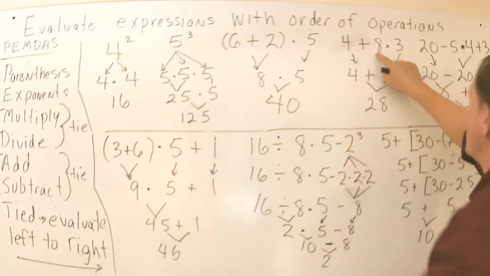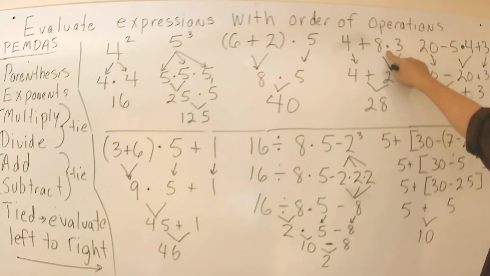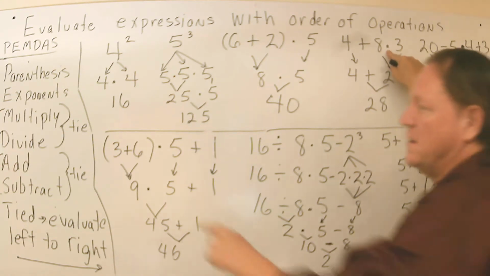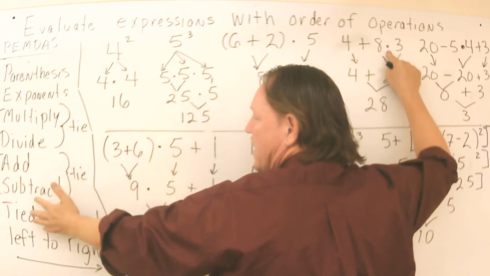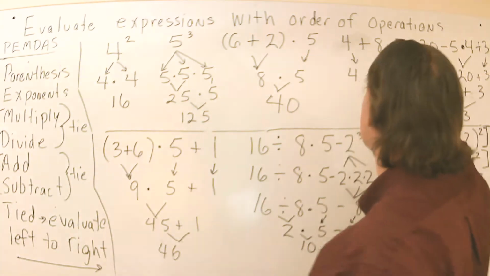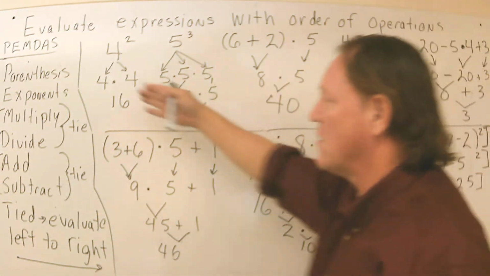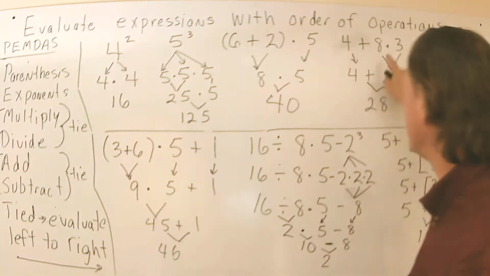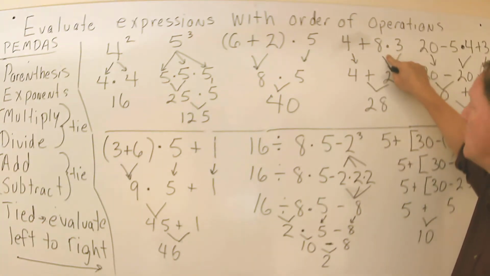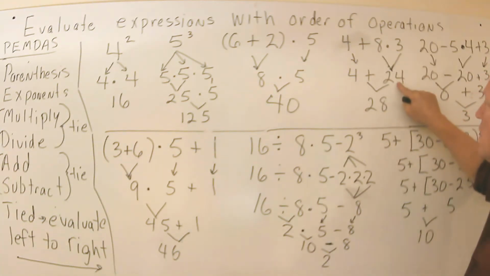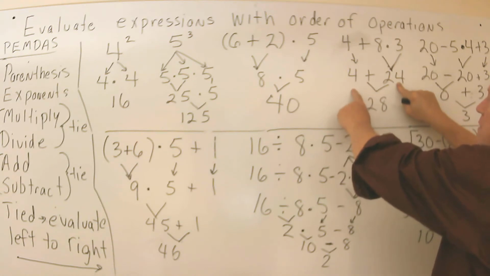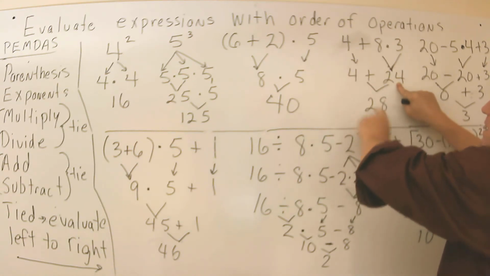All right. We'll move on to this example right here. 4 plus 8 times 3. And you'll notice that, again, multiplication is above addition and subtraction. So since multiplication is above addition in our order of operations, we'll do the multiplication first. So we'll multiply 8 times 3 and get 24. We can bring down our 4, and we add 4 plus 24 to get 28.